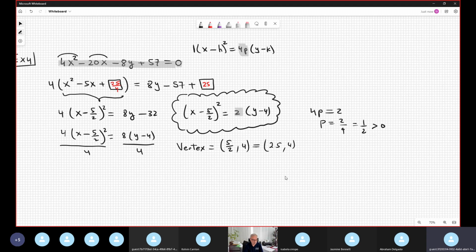And the vertex is located at the point. This is a weird point. So now, to do the graph in full accuracy, let's move into decimals.